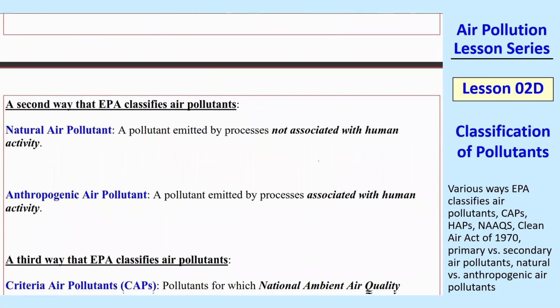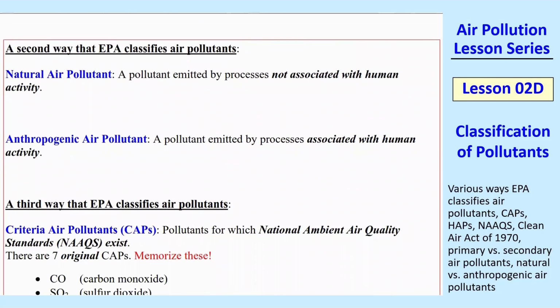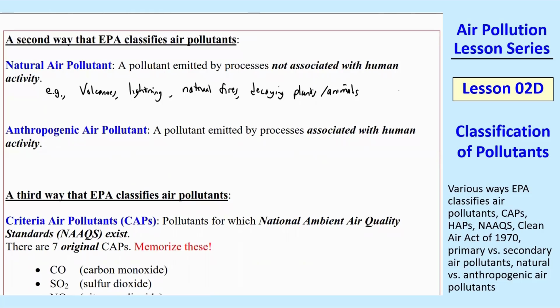There's a second way that EPA classifies air pollutants, and these are natural versus anthropogenic. Natural would be anything that, as its name means, is natural. It's not man-made. Volcanoes are a good example. Lightning produces ozone and other things that can also cause fires. So we have natural fires, and decaying plants and animals produce various chemicals that come off of them, and they also smell pretty bad when they're decaying. So you can think of lots of natural air pollutants, not associated with human activity.